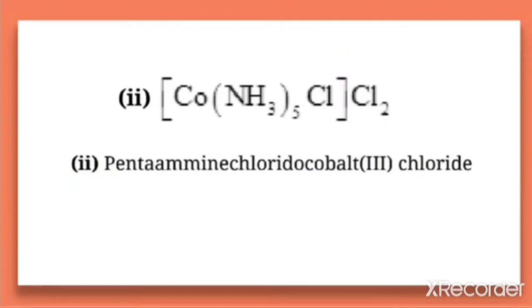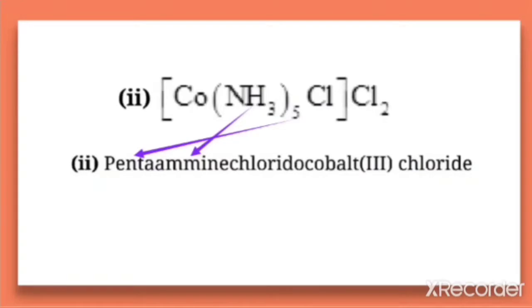Here we'll name first the ligand. 5 NH3 are there and 1 Cl. I told you when more than one type of ligands are there, we have to follow alphabetic order. So amine and chlorido, Cl. Which should be named first? That is A, alphabetical order. A should come first. So that is 5, the number relates to penta.